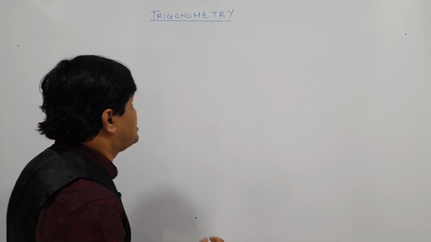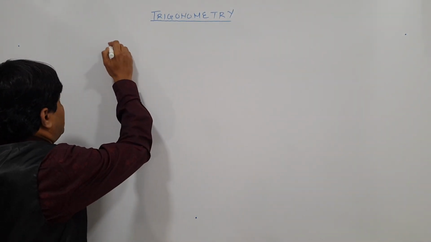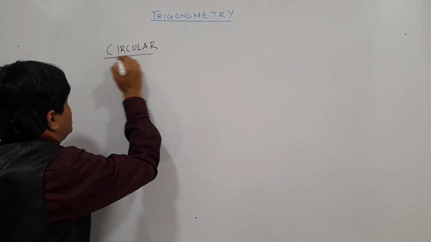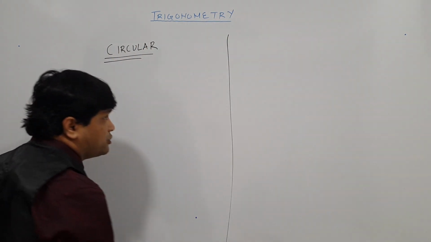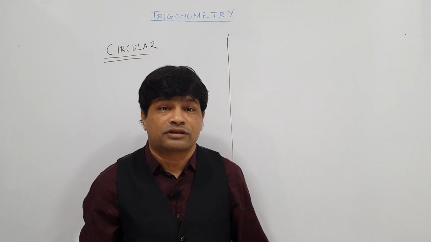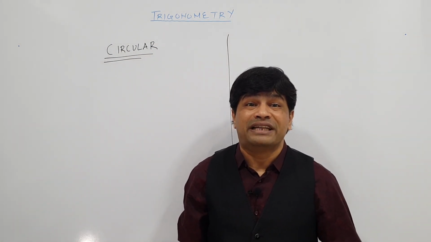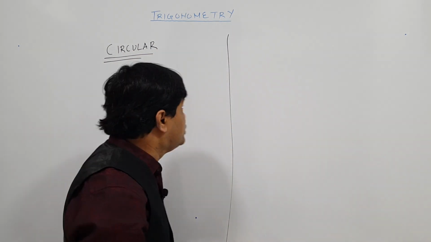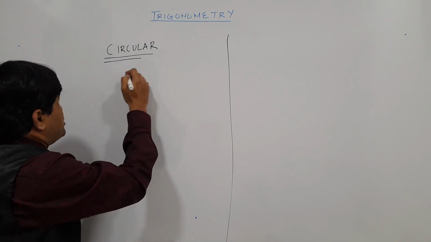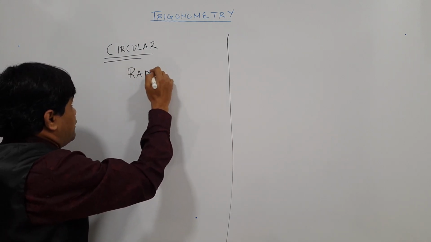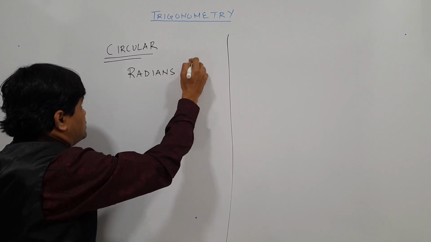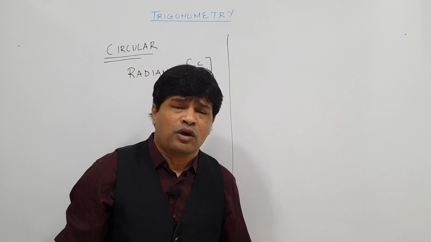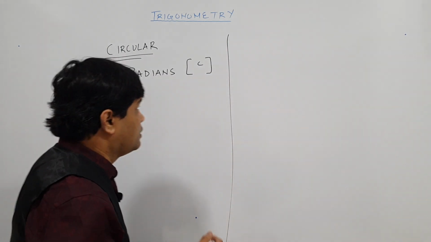The system of measurement which we will be studying today is the circular system. Now, my dear children, in the circular system, we measure the given angle in radians. So here, the way of measurement is radians. This is the notation of radians. Let us first study what a radian is.